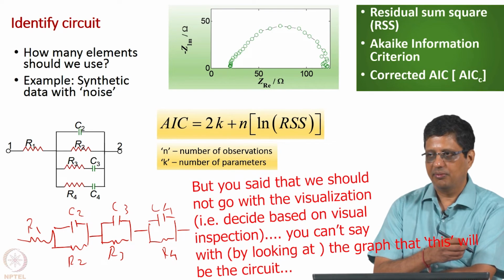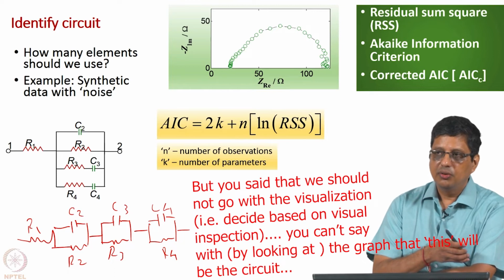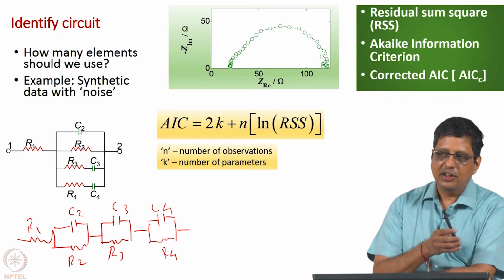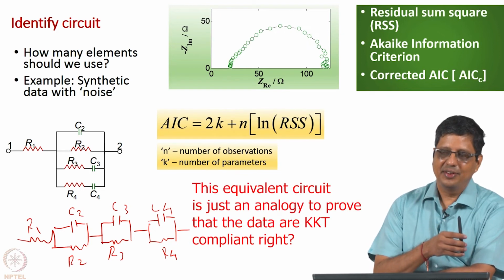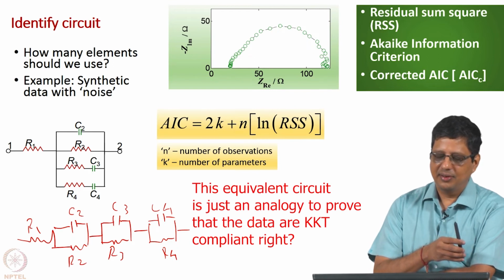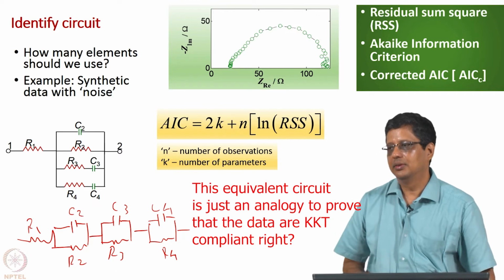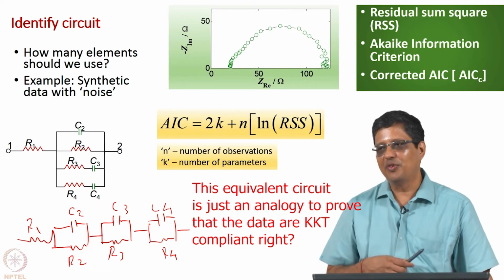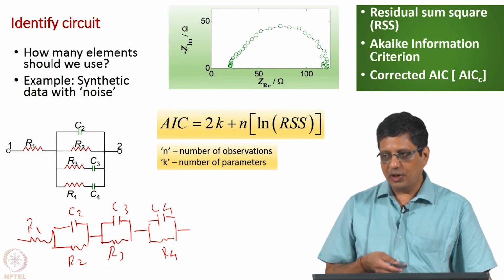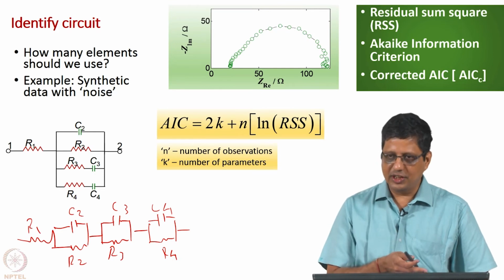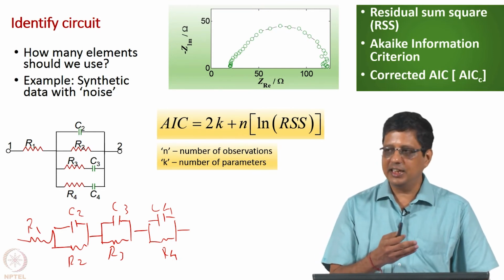But you said that we should not go with the visualization. I mean, you can't say with the graph that this will be the circuit. With the graph, you can't tell how many pairs you need. Sir, but this equivalent circuit is just an analogy to prove that the data is KK compliant. No, that part is over. Right now, what we are doing is to fit it with a circuit and see whether you can physically interpret the data.